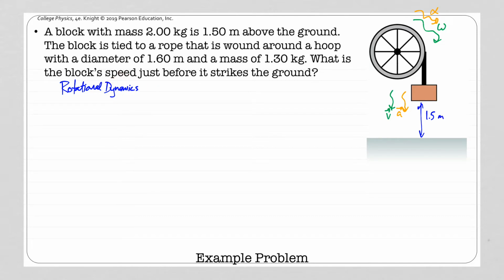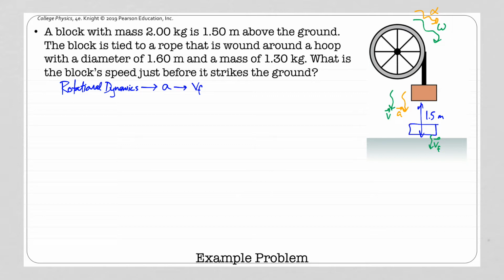If we're trying to find the speed at the end of falling some distance, you can imagine that looking at dynamics is going to give us the acceleration of the block. And once we know the acceleration, we can find the speed that it has. In this instant here, just as it's about to reach the ground, it's going to have some speed right as it's about to hit the ground, and that's what we can find there.